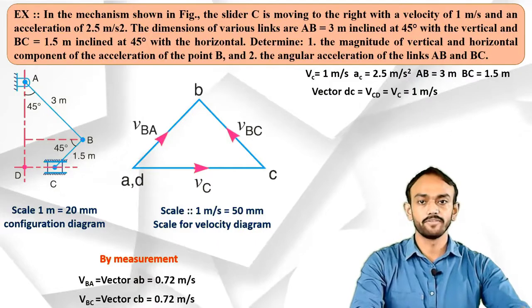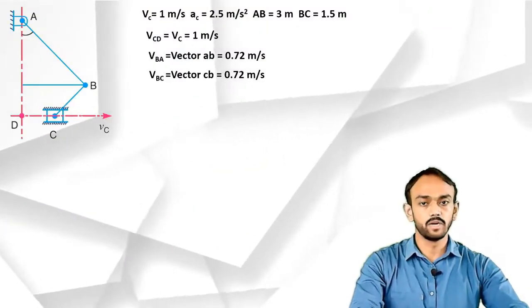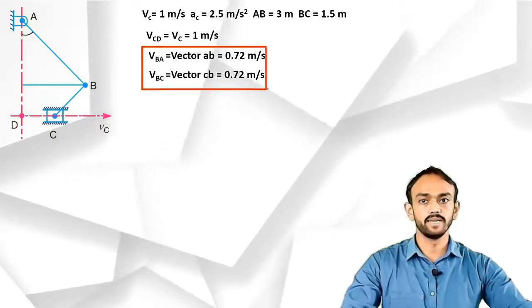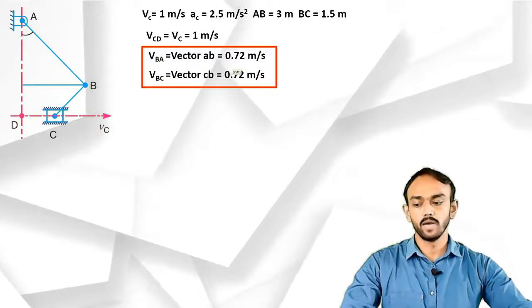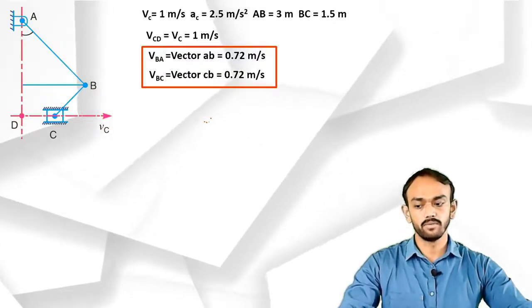As you know, for acceleration we have to make the table. So this given data we already know, and this velocity we have found from the velocity diagram. Now let's start the acceleration. For that we will make the table first.